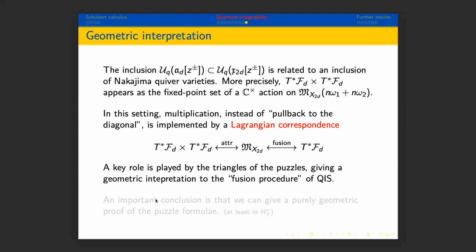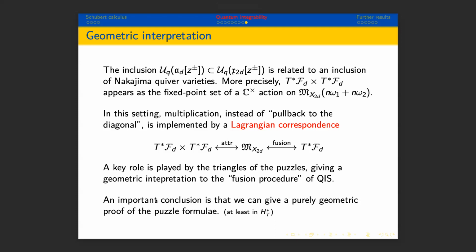And so as a corollary of this construction, we recover something that I have been working on for some time on my own, which is the geometric interpretation of the fusion procedure of quantum integrable systems. And so we get it here in a fairly general framework. I had done it before in a more specific one. So anyway, at the end of the day, the point is that we can reproduce the whole construction, and in particular, the proof of the puzzle formula, in a purely geometric manner as a series of successive Lagrangian correspondences.